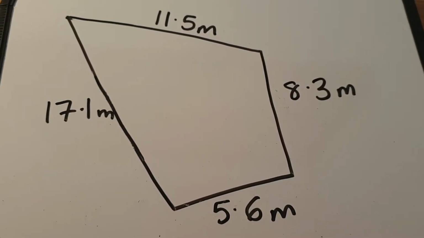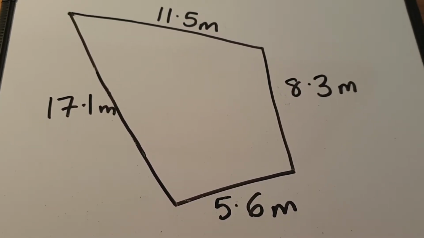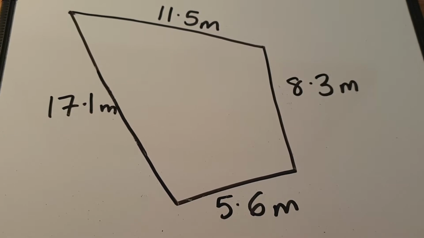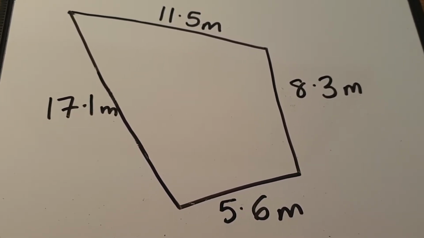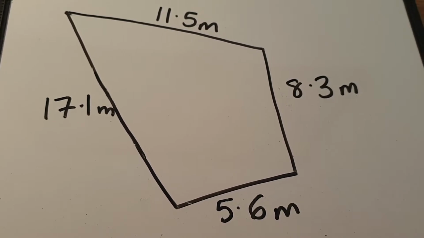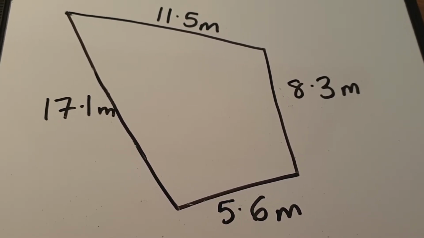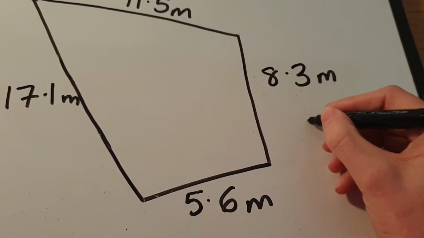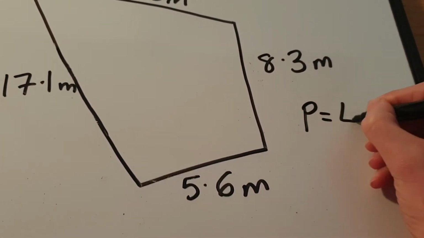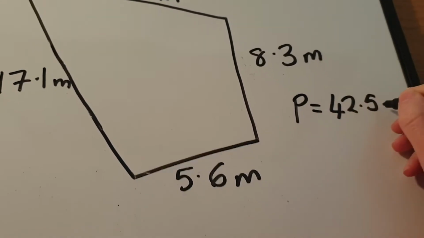Okay, here I'm just going to do a little video on perimeter, so perimeter of shapes, including circles as well. So if you were asked for the perimeter of this shape, that just means the distance around the outside, so all you would do is add those four numbers together, and you would get 42.5 meters, okay? So the perimeter is 42.5 meters.